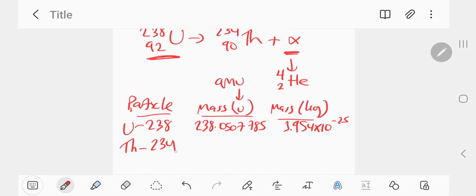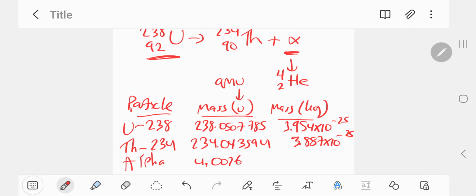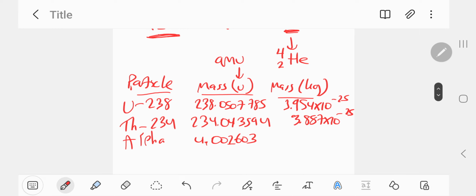The thorium nucleus, thorium-234, has an atomic mass of 234.043594. And in kilograms, 3.887 times 10 to the minus 25. And the alpha particle has an atomic mass of 4.002603. You just look this up on the periodic table, you find it. It's the helium nucleus, mass of the helium nucleus. Its mass in kilograms is 6.648 times 10 to the minus 27.